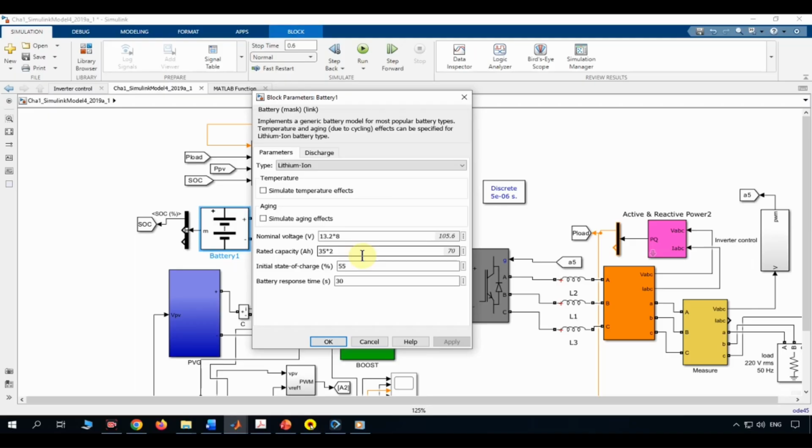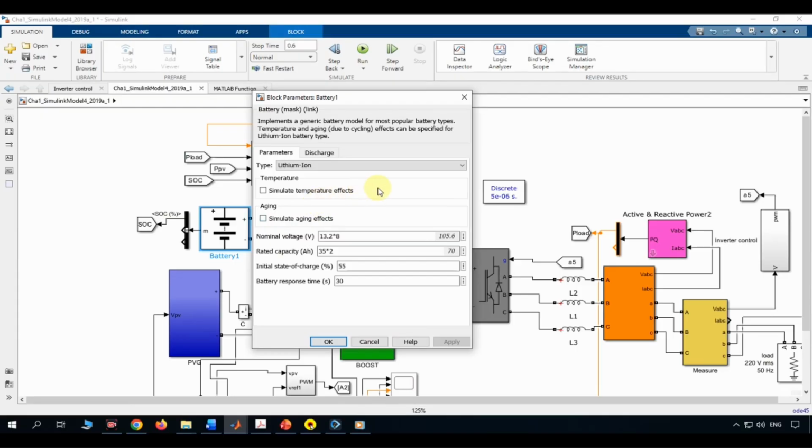Rated capacity equals 35 multiplied by 2, which is equal to 70. Same idea here. 35 amp-hours is the rating of a single string, and 2 is the number of strings connected in parallel. Two 35 amp-hour strings in parallel gives a total pack capacity of 70 amp-hours, and you'll see that number, 70, show up again in a moment on the Discharge tab as maximum capacity.